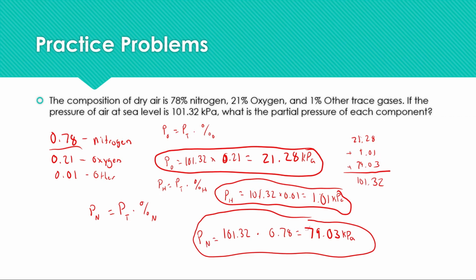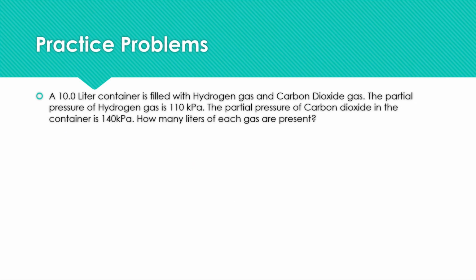The second practice problem says a 10-liter container is filled with hydrogen gas and carbon dioxide gas. The partial pressure of hydrogen gas is 110 kilopascals. The partial pressure of carbon dioxide in the container is 140 kilopascals. How many liters of each gas are present? So, first things first, we've got our partial pressures, so we can determine our percent composition. We need the total pressure, and the total pressure we know is equal to the sum of all the partial pressures, so 110 plus 140 equals 250 is our total pressure.